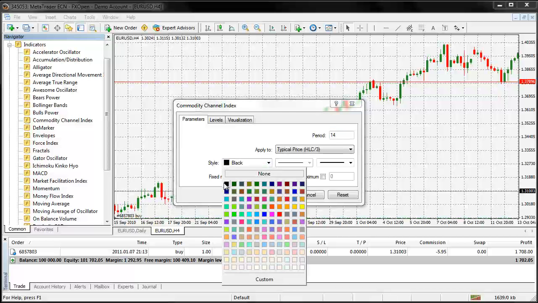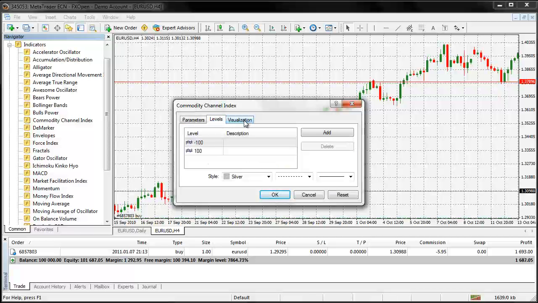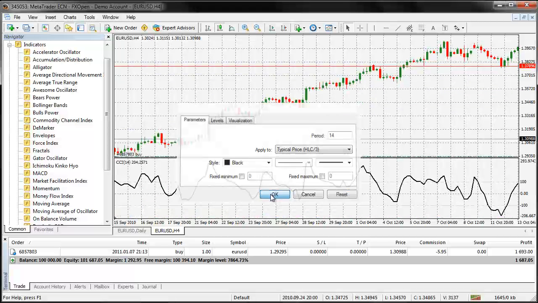I'm going to actually choose black for this style here. I'm going to leave it to the typical price HLC, which is high, low, close, and /3. Set it to a period 14. Levels and visualization you can leave as it is for the moment. And then click on OK.